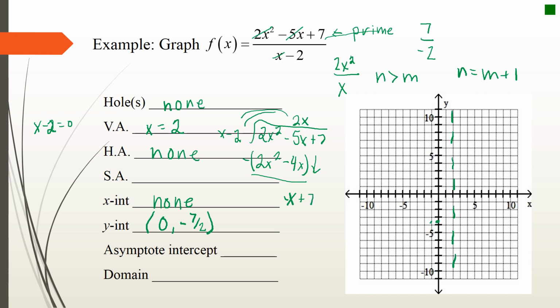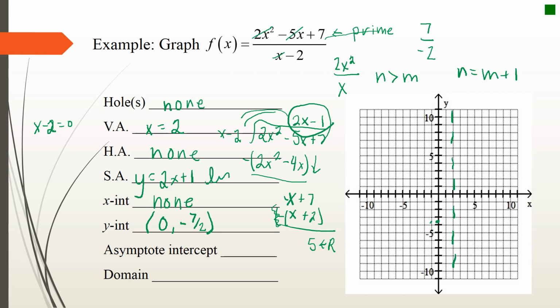X goes into negative x, negative 1 times. And I'm going to multiply that out, so I have negative x plus 2. And I'm going to subtract that. 7 minus 2 is 5. That's my remainder. We're going to actually ignore that. So y equals 2x plus 1 is my slant asymptote.